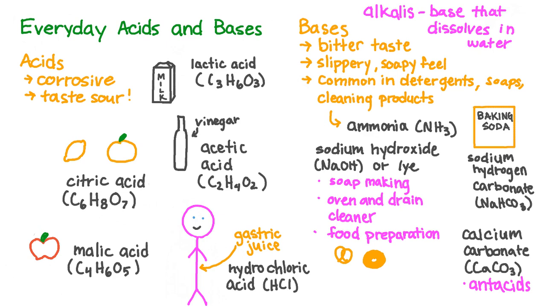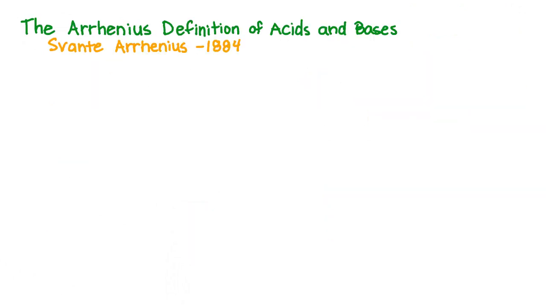These examples we've seen are all pretty diverse in their chemical formulas. Though people and scientists have been using acids and bases for hundreds and hundreds of years, acids and bases weren't well defined until the Swedish chemist Svante Arrhenius came up with a way to define acids and bases in 1884, which is now referred to as the Arrhenius definition of acids and bases.